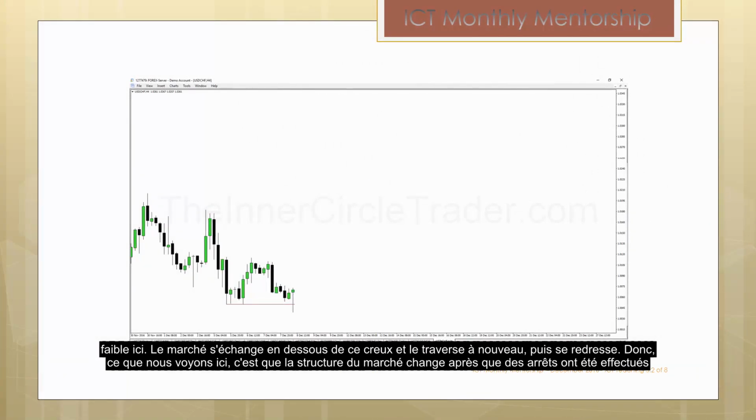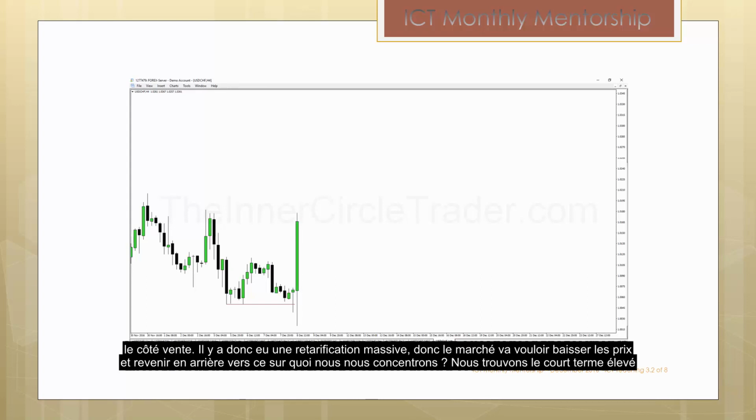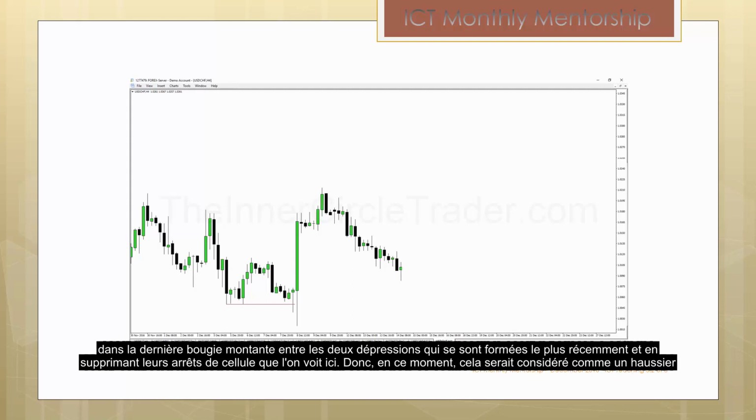Okay, we have an old low here. The market trades down below that low, punches through it, and then rallies up. So what we're seeing here is that market structure shift after stops have been taken on the sell side. So there's been a massive repricing. The market is going to want to reprice lower and retrace back down into what? Where's our focus point? We find the short-term high, the last up candle in between the two lows that most recently formed and took out those sell stops.